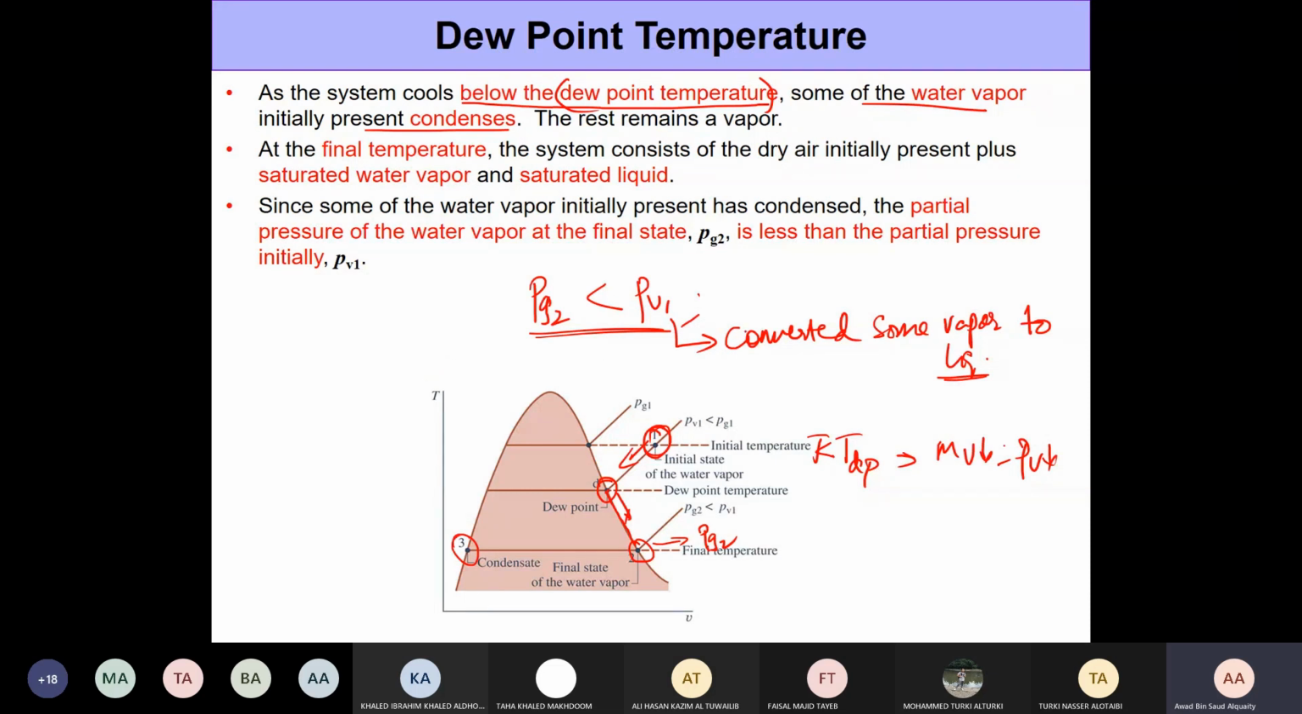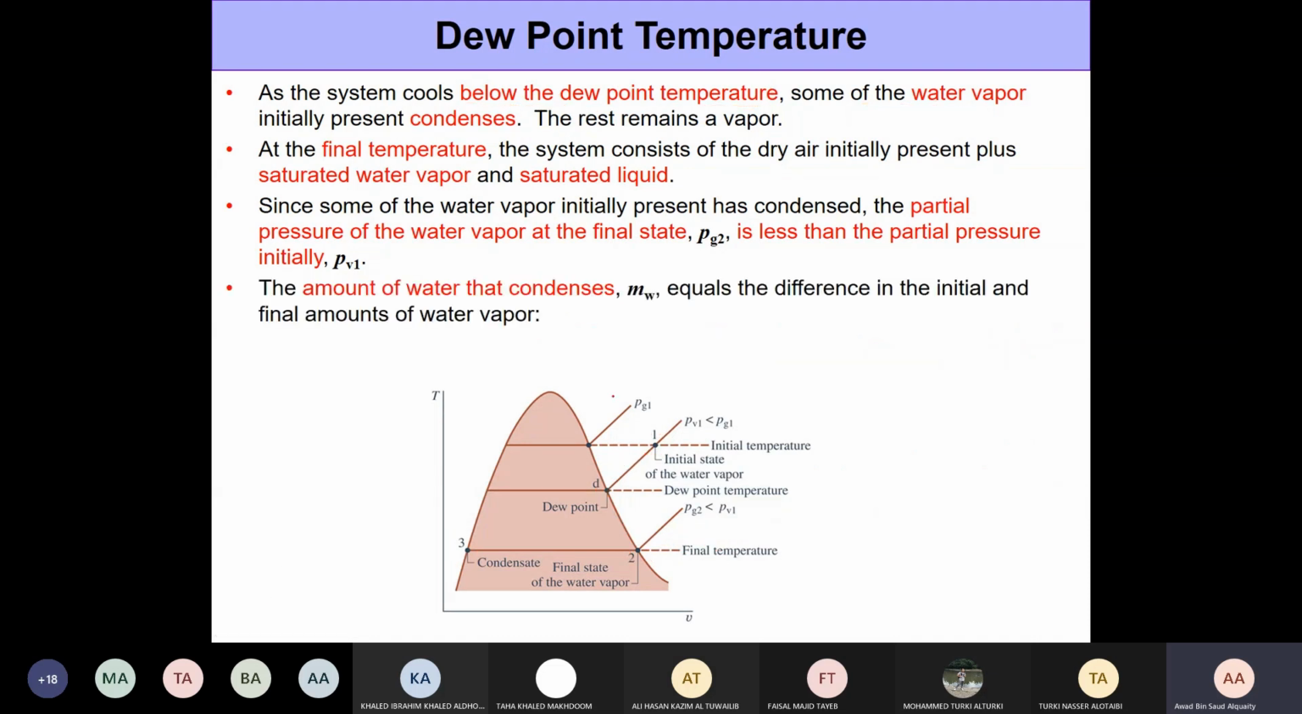Now the key point is, we said some amount of vapor has converted to liquid. The question is how much of it has converted, and is there a way to find out? Well, the answer to both of those questions is yes. We can find out. So the amount of water vapor that condenses, if we call it mw, is simply equal to the difference in the vapor content initially at state 1 minus the vapor content at state 2. So it's simply equal to the mass of vapor at state 1 minus the mass of vapor at state 2. All right. If there's no difference between these two states, then absolutely no condensation has occurred.